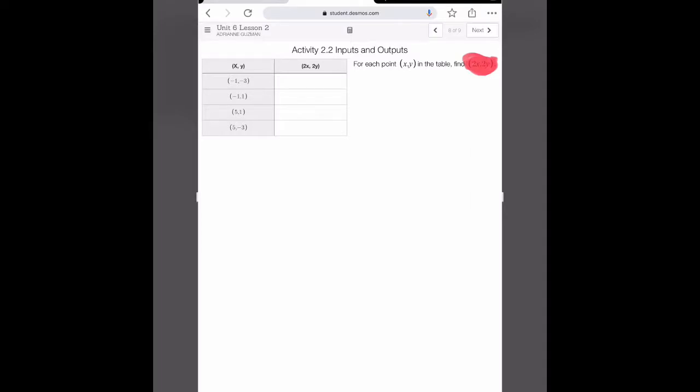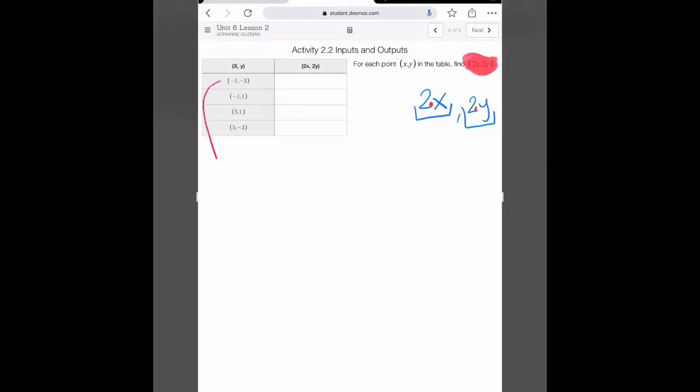Now, what does it mean when a number is right next to a letter? What's happening between these 2 things? Well, you should have said multiplication. So this actually is saying 2 times x and 2 times y. So what do you think that means that you're going to have to do to all your x's and all your y's? Multiply them all.